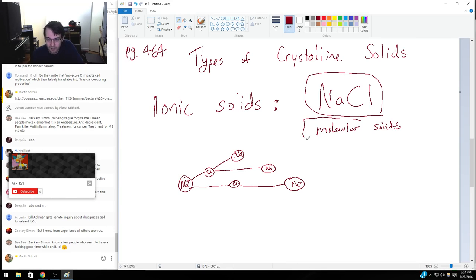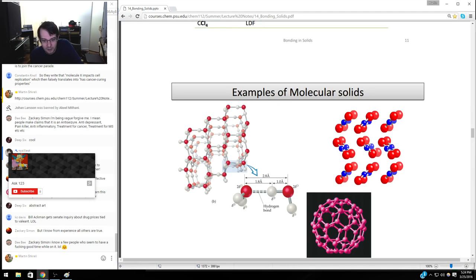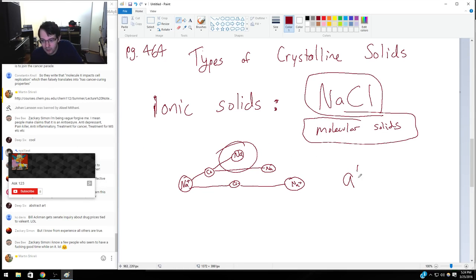So you have molecular solids, where instead of an atom at the lattice point, the lattice point is the entire molecule. And then finally you have these atomic solids, and these are probably the most confusing. And I don't think that it's that important.